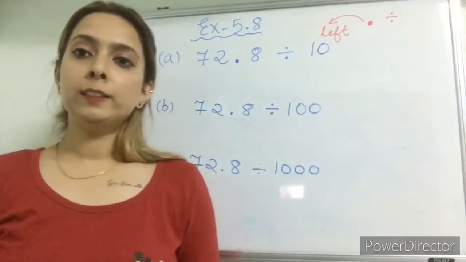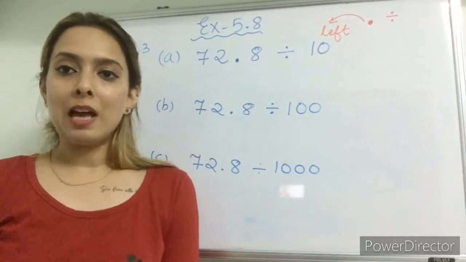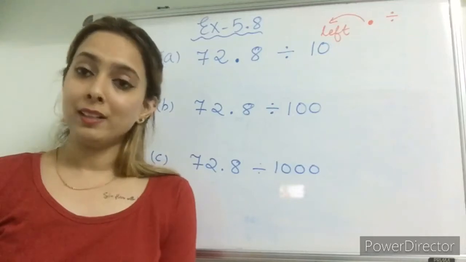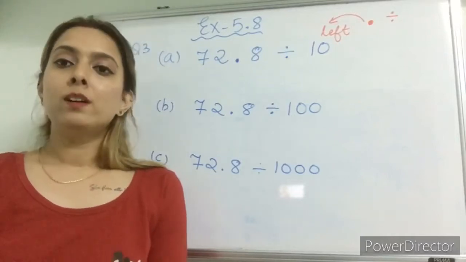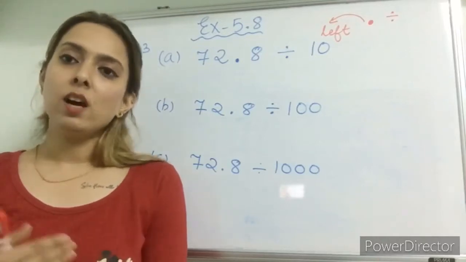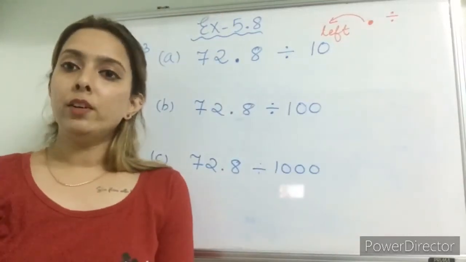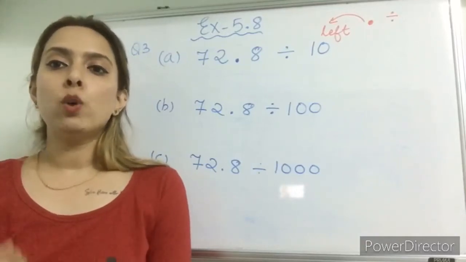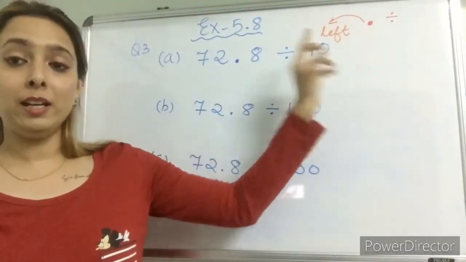Okay, so the most important type of division, when the question is given to us, and in the question we are asked to divide a decimal number by 10, 100 and 1000, in the same way we have done the same question in multiplication. I have told you earlier also, when we are multiplying any decimal number by 10, 100 or 1000, the decimal point will be shifted towards the right side. In division, it's totally opposite. In division, the decimal point will be shifted towards the left side.